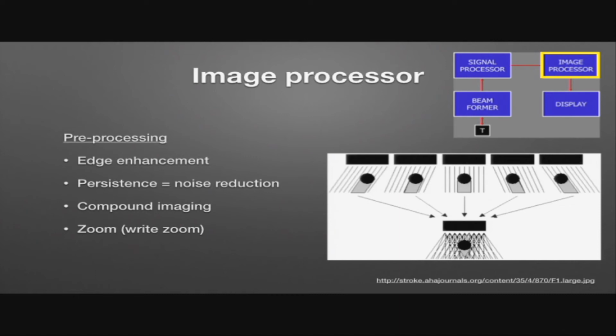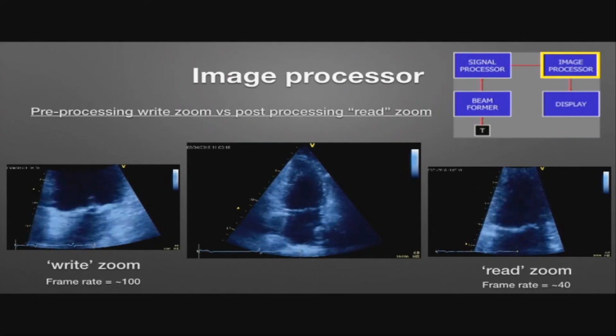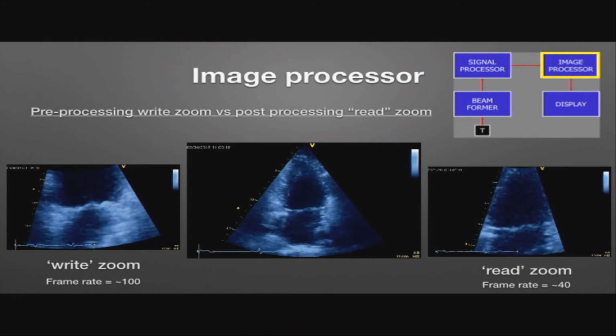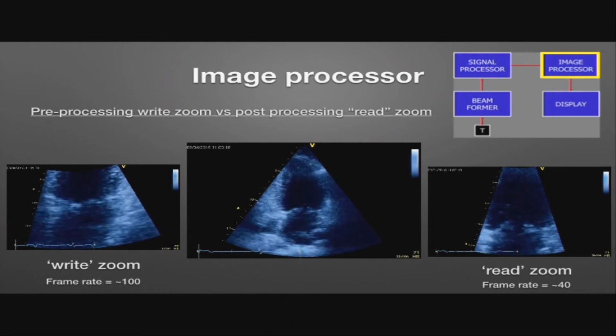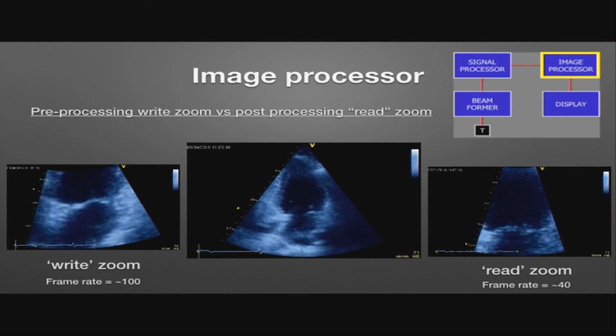Finally, it's important to know about write zoom. You probably all use the zoom function on your echo machines, and there are two ways that you can do it: either pre-processing or post-processing. Pre-processing is preferable. Pre-processing zoom is also known as write zoom, and that means that before you're actually storing the image, you are focusing in on a particular area. So here on these images, you can see we've got a two-chamber view in the middle, and on the left, we've got a write zoom.